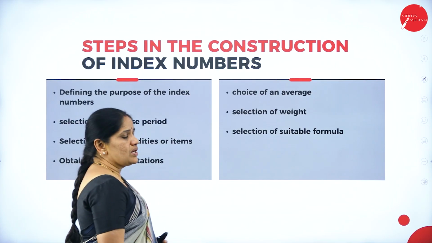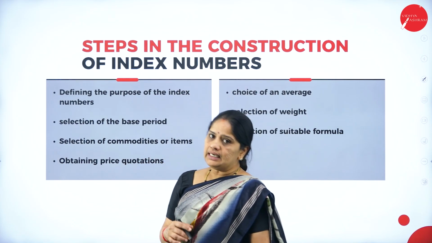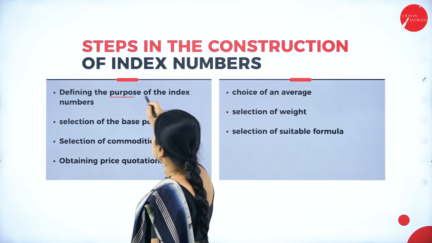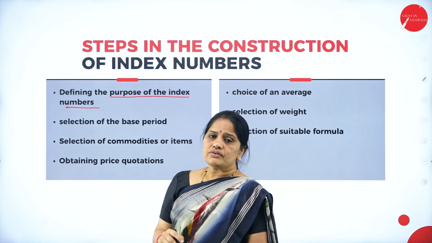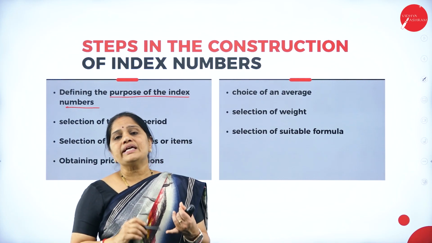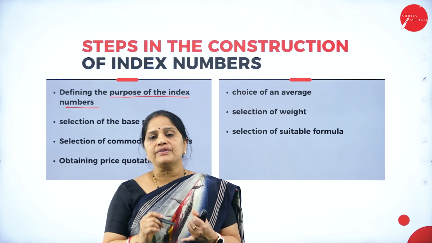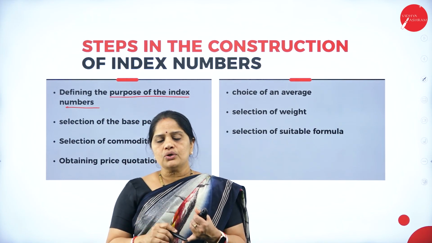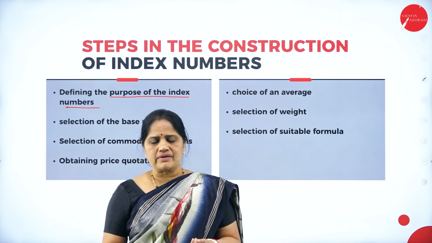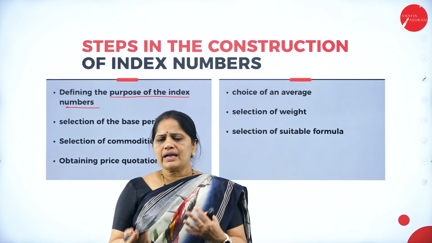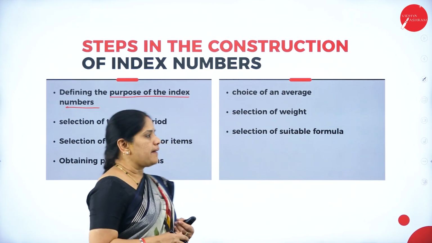Now, next, what are the steps in the construction of index numbers? How do we calculate the index number? Here, the first thing is defining the purpose of the index numbers. Why are we calculating the index number? What is the main purpose of the calculation? Whether it is to know by what percentage there is an increase in the price level, increase in income, or anything like that. We can know this with the help of index numbers.